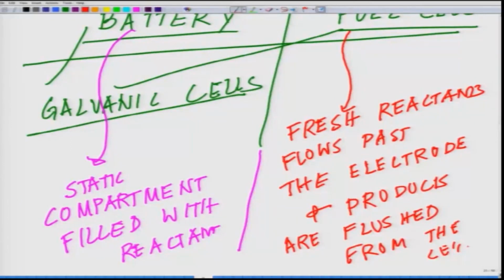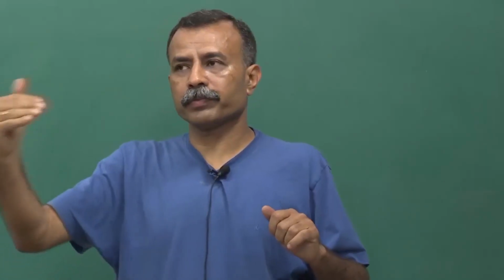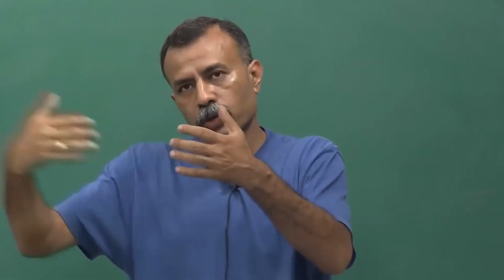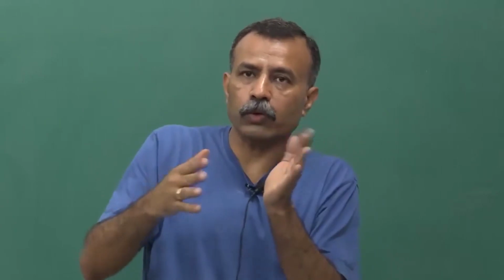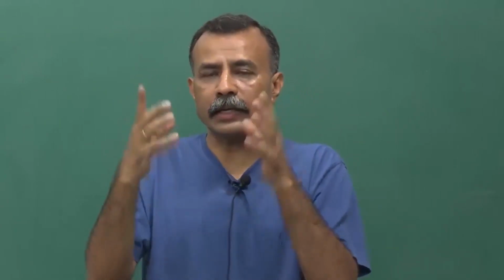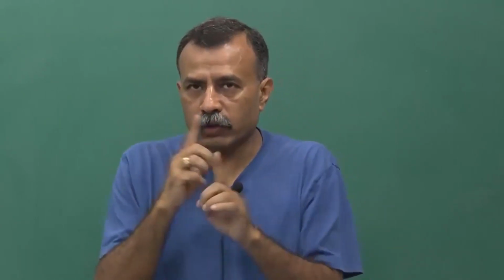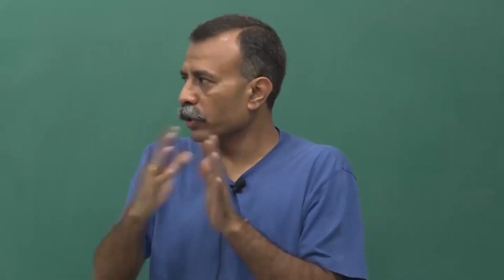So, in other words, when we talk about a fuel cell, essentially what we are talking about is there is continuously an input of the reactants. So, there is an electrode, there is an input of the reactants, and the product which is coming out is getting flushed out. Whereas, in the case of a battery, it is a static chamber where the reactions are continuously happening without much shift. Okay.